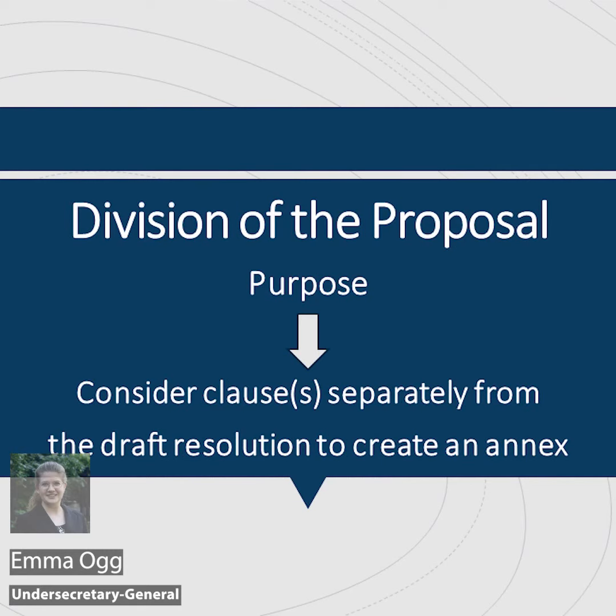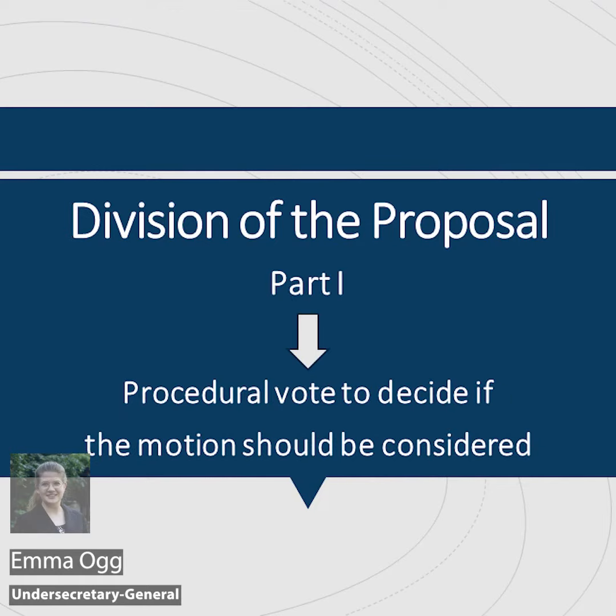The next motion is division of the proposal. This used to be division of the question. This motion is to consider a clause or clauses separately from the rest of a draft resolution to create an annex. They're voted on in order of most to least radical change to the draft resolution. The first part is a procedural vote on if this motion should be considered. This motion requires 2 speakers in favor and 2 against and a majority to pass. And if it passes, the clauses are removed and voted on separately.